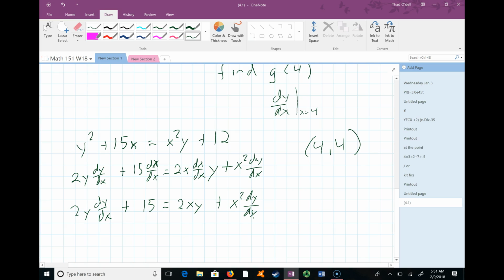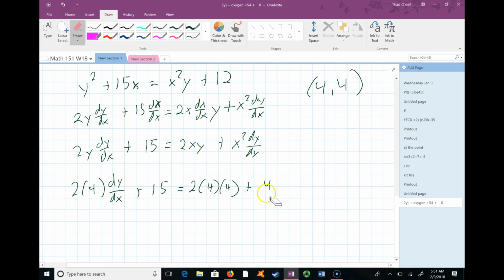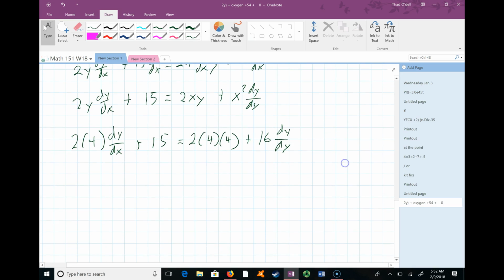Now I can plug my 4 in. So this would be 2 times 4 dy dx plus 15, 2 times 4 times 4 plus 4 squared, which is 16, dy dx. Now I just got to get the dy dx together.